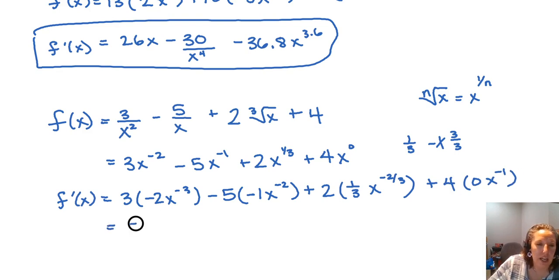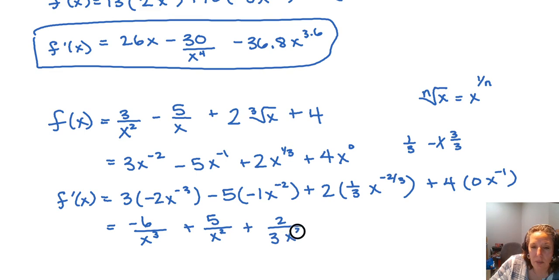So we get negative 6 for our first term. X to the negative 3rd is going to be x to the 3rd in the denominator. Negative 5 times negative 1 gives us a positive 5. X to the negative 2 is x squared in the denominator. 2 times 1/3 is going to be 2/3, and then x to the negative 2/3 is going to be x to the positive 2/3 in the denominator. And I would recommend leaving it in that form.